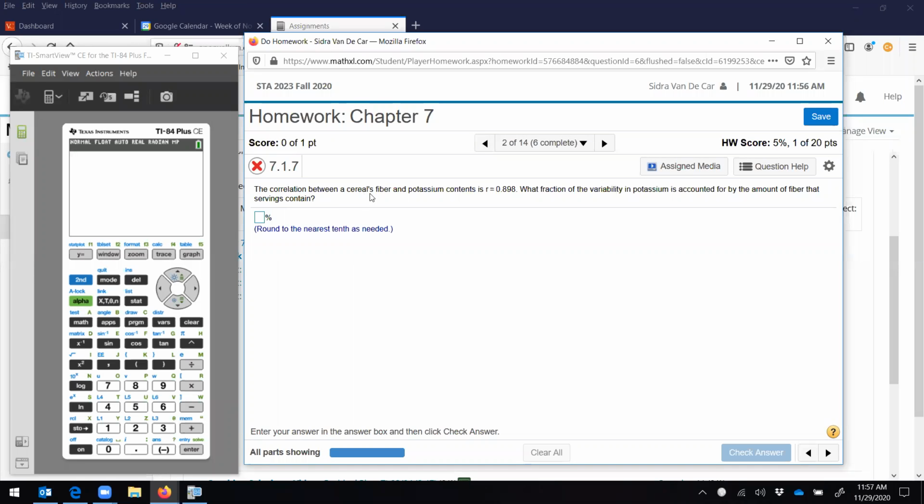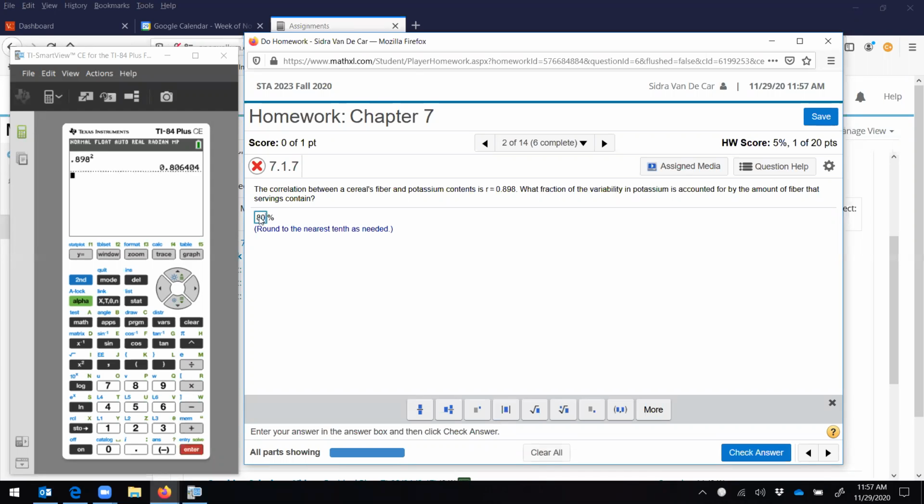The correlation between a cereal's fiber and potassium content is 0.898. What fraction of the variability? Okay, the fraction of the variability is the square of the R. So 0.898 squared. Rounding to the nearest tenth, this is 80.6.